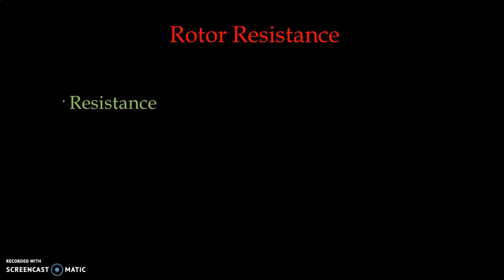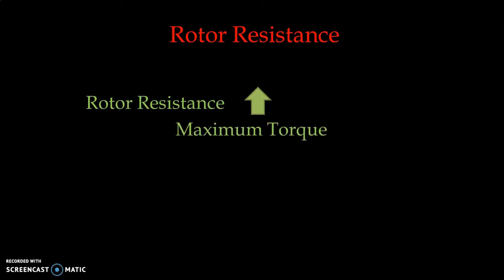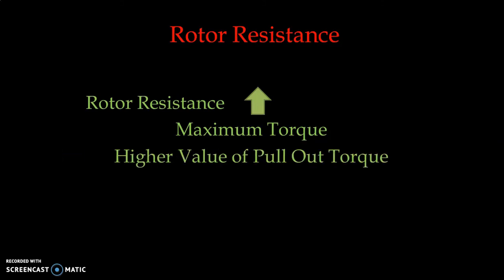But at the same time, if we go for a higher value of rotor resistance, then we know that in case of a single phase induction motor, rotor resistance affects the maximum torque. So we have a higher value of pullout torque and higher starting torque. So the value of rotor resistance can be decided based on the requirement of the starting torque. If we require higher starting torque, then we have to go for higher rotor resistance.